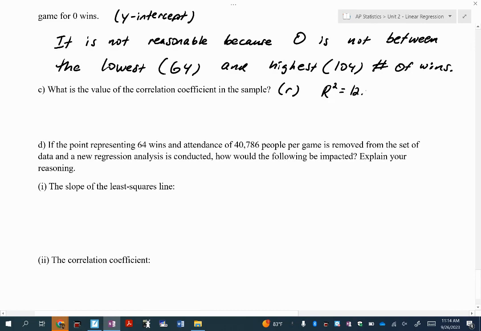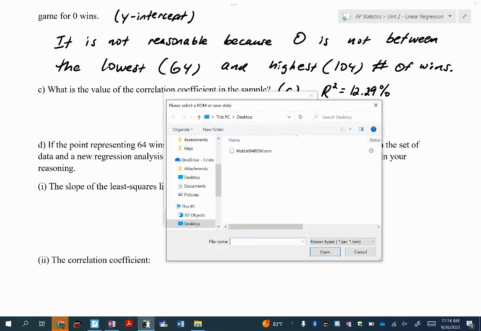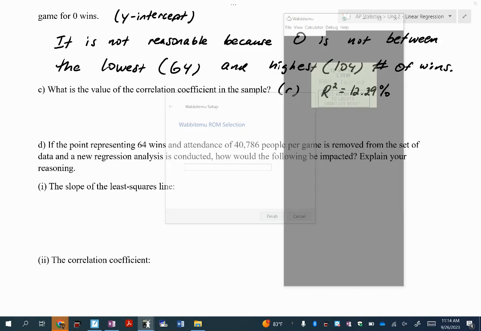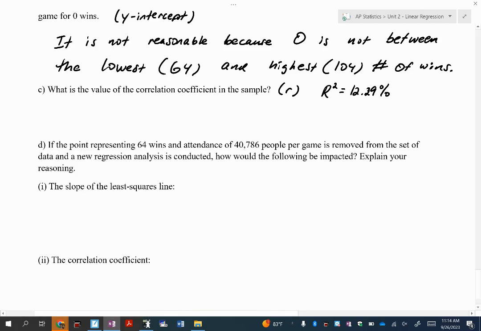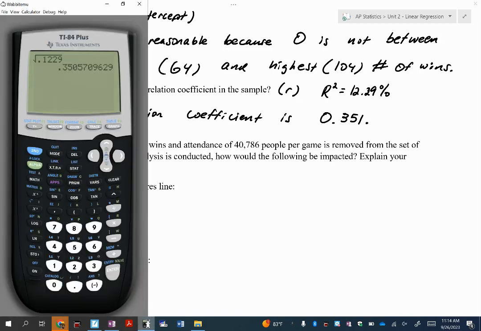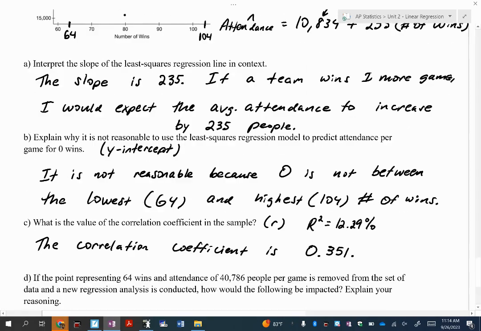R squared is 12.29%. So what I'm going to do is go to my calculator and take the square root of r squared. All right, so I'm going to do the second square root of 0.1229, which is roughly 0.351. So the correlation coefficient is 0.351.